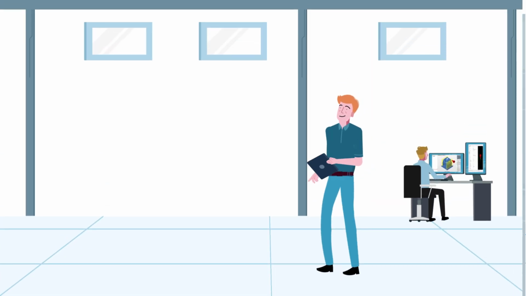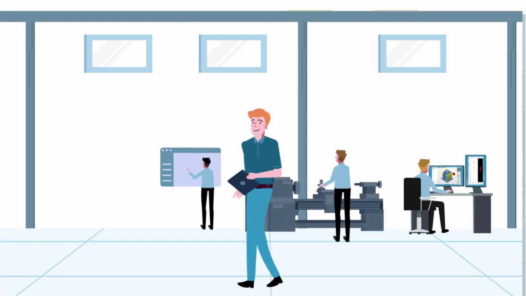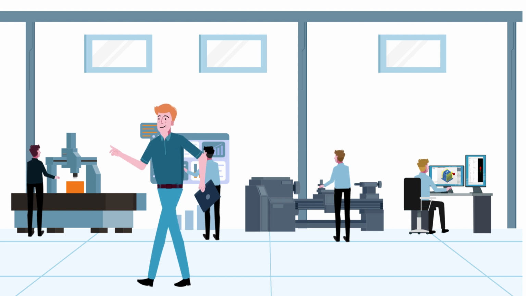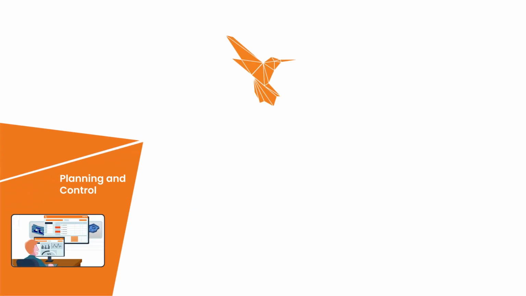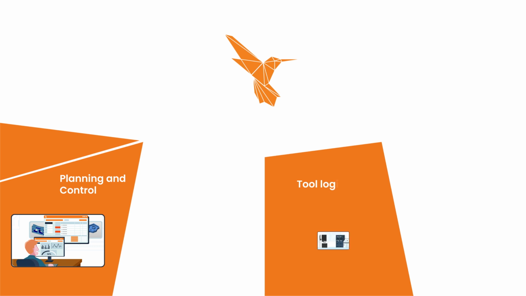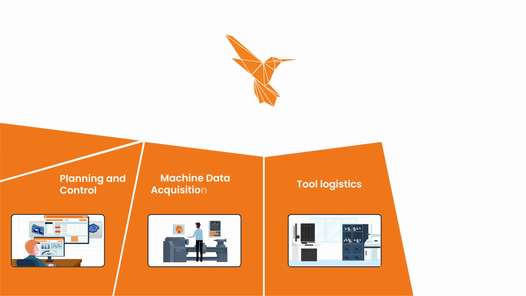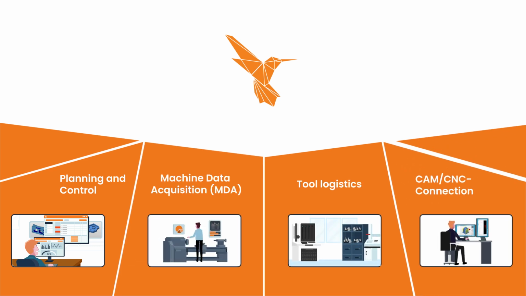With the modular Hummingbird system, getting started with digitalized production is child's play. Once the module for planning and control has been introduced, other modules such as tool logistics, machine data acquisition, or the CAM-CNC connection can be seamlessly integrated. This means that Mr. Smith can continue to rely on the Hummingbird system in his production in the future.